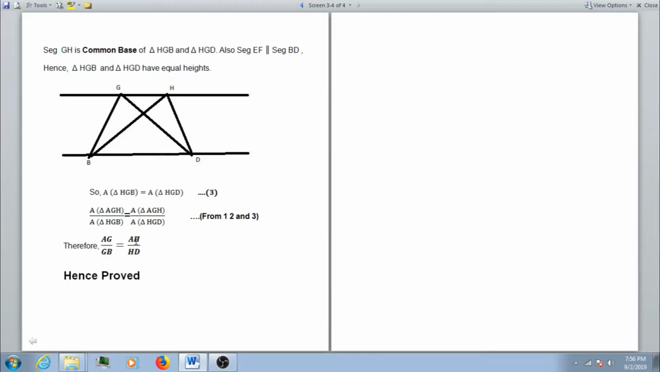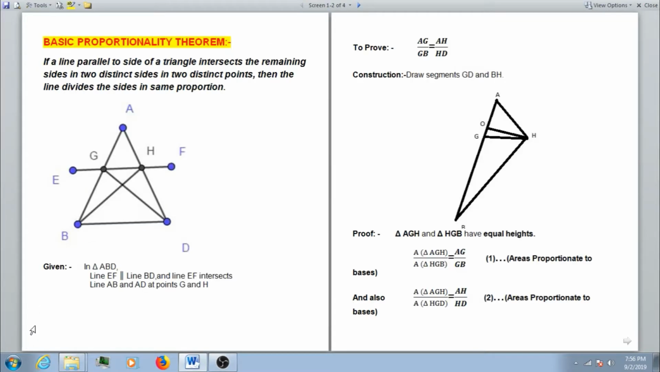So simple, friends. Again I am concluding the theorem with EF. If a line is drawn parallel to a side of a triangle intersecting the other two sides in two distinct points, then the line EF will divide the other two sides AB and AD in the same proportion, as AG upon GB is equal to AH upon HD. Hence our theorem is proved.